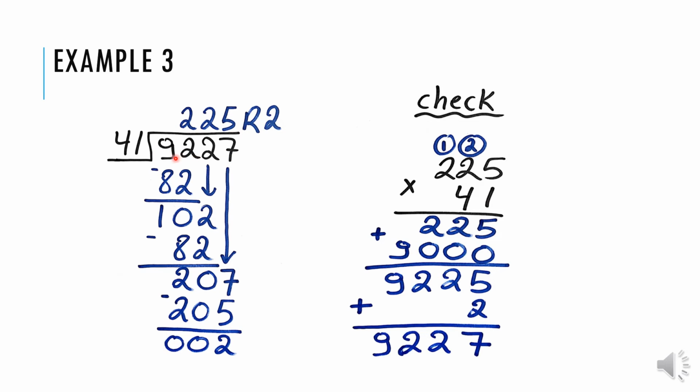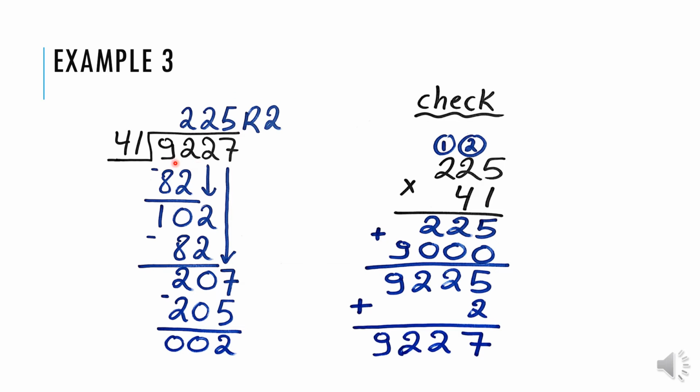Another example, 9,227 divided by 41. Again, the divisor is made up of two digits, so I should at least take two digits from the dividend in the first step. 41 is less than 92, so I only use two digits from the dividend. I ask myself, how many 41s do I need to make 92 or almost 92? 41 times 2 is 82. 41 times 3 is 123. Again, you try them on a piece of paper.